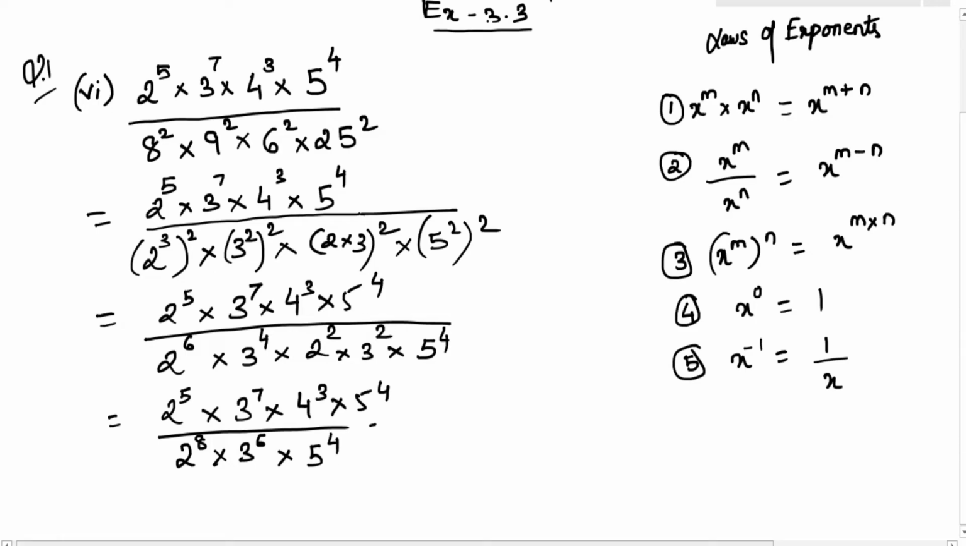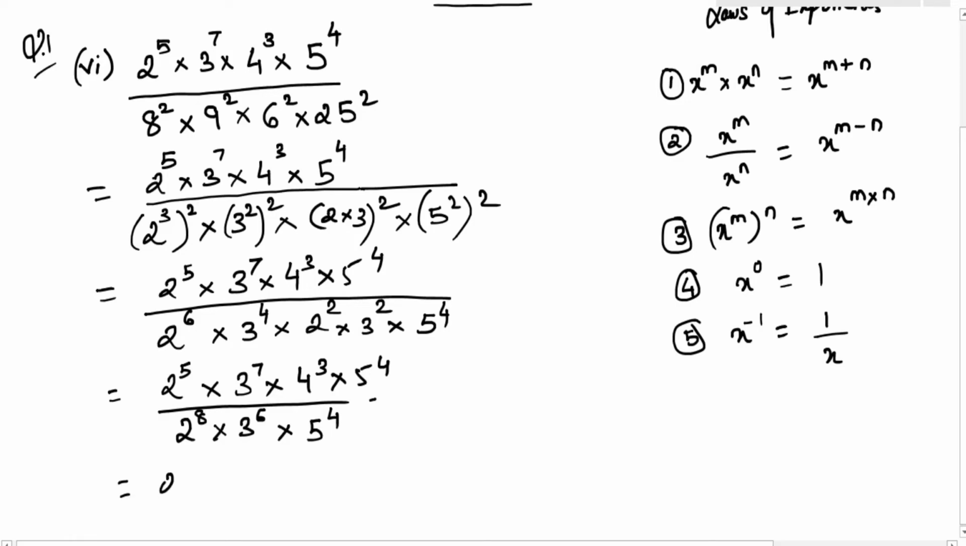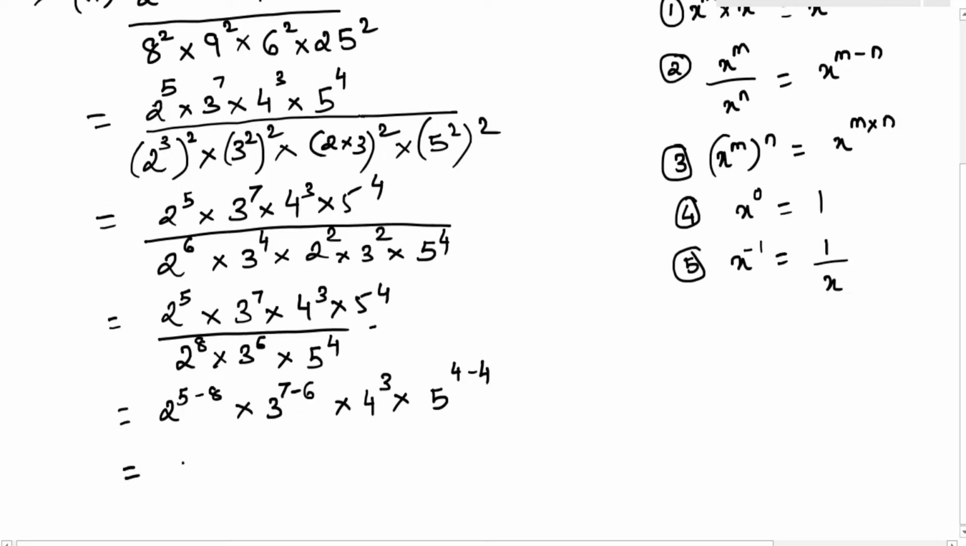Now we'll shift to the top side. In continuation we will be getting 2 to the power 5 minus 8 into 3 to the power 7 minus 6 into 4 to the power 3 into 5 to the power 4 minus 4. Here it will become 2 to the power minus 3 into 3 to the power 7 minus 6 is 1, so 3 to the power 1 will be 3 only. 4 cubed is 64 and 5 to the power 0.